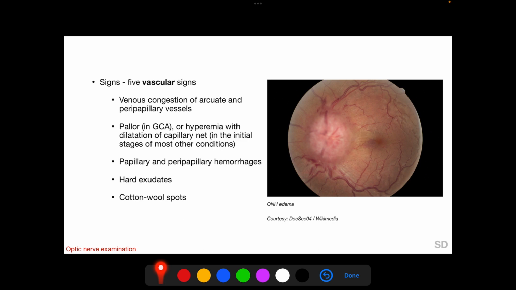The 5 vascular signs are venous congestion of the arcuate and peripapillary vessels, pallor, which happens in GCA or arteritic AION, or hyperemia with dilatation of the capillary net in most other conditions, usually at least in the initial stages. We will also find papillary and peripapillary hemorrhages, hard exudates and cotton wool spots.